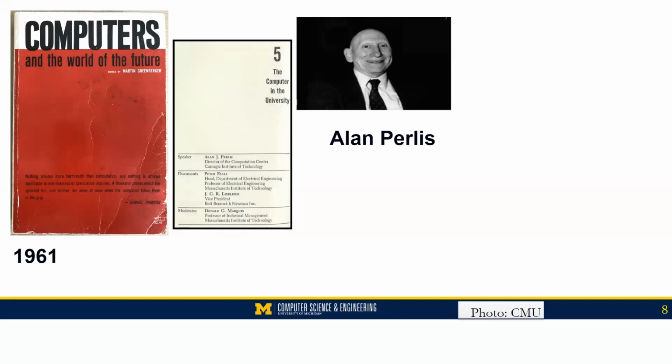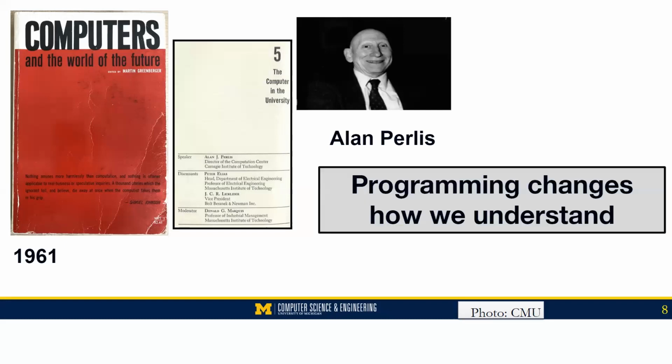Perlis at the time, who then went on to create the computer science departments at Yale University and Carnegie Mellon University, was at Carnegie Tech, and he talked about how programming changes the way that you understand things. He says that you can't think about integral calculus the same once you learn about iteration and being able to index things by very small amounts.